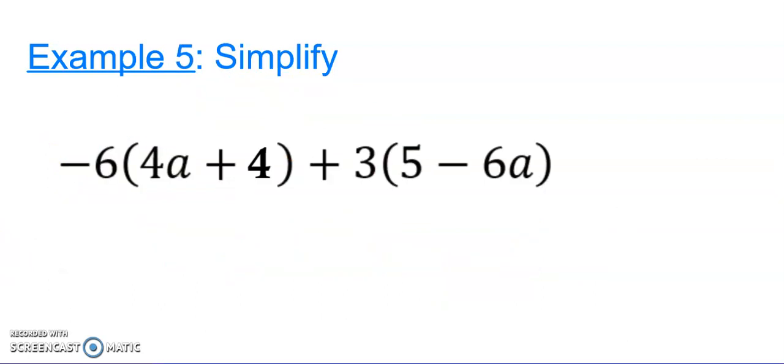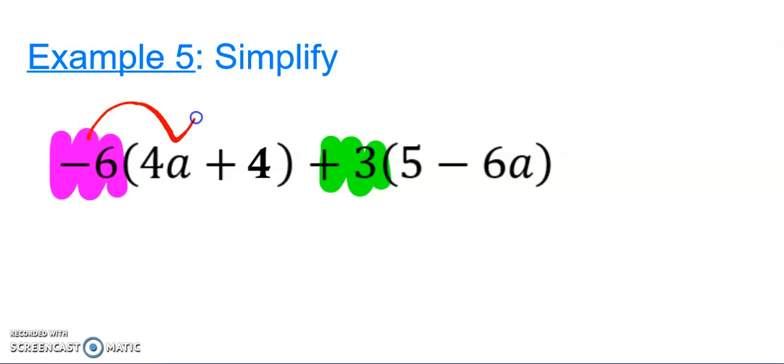Example 5. Okay, notice here we have 2 sets of parentheses. We are still going to attack the problem the same way. We want to get it down in simplest form. The biggest thing here is notice this time we have 2 coefficients. So we have negative 6 is one of our coefficients, and the other coefficient is this positive 3. Okay, so with this problem, just be very careful. You want to make sure you stop when the parentheses stop.